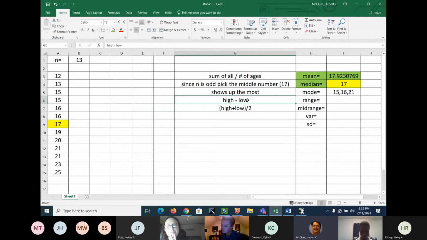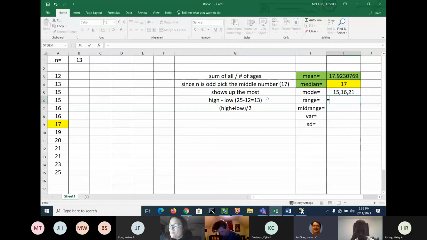Okay, the high minus the low. So what's your high? Your high is 25. So that's going to be 25 minus 12. What is 25 minus 12? 13. Now I'm going to check it. So equals 25 minus 12, and that's 13. Good. Now the mid-range, there's the formula right there.